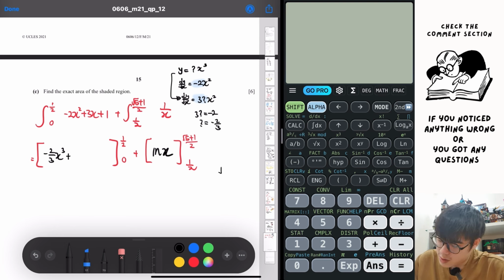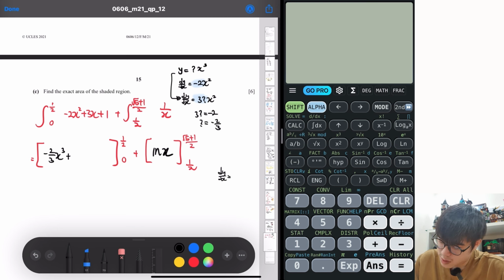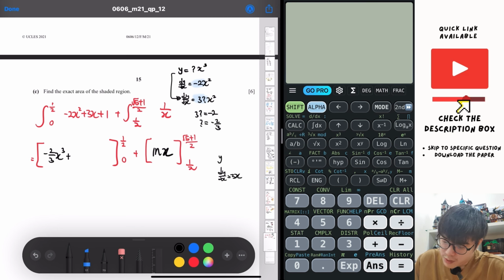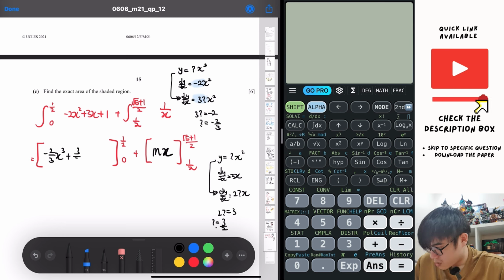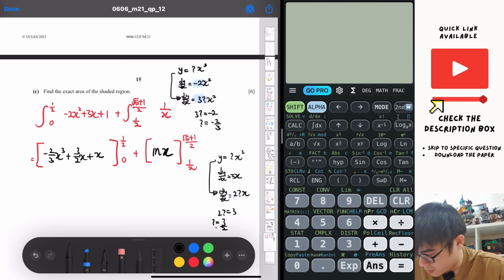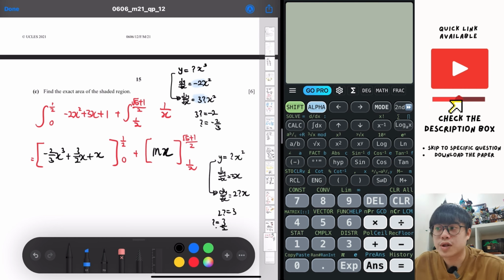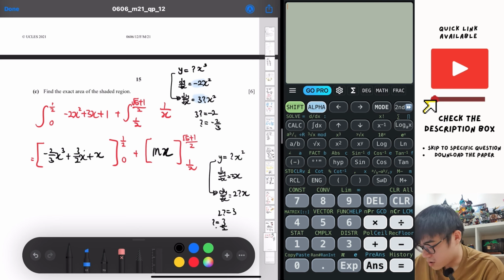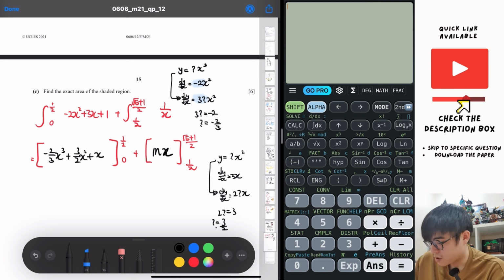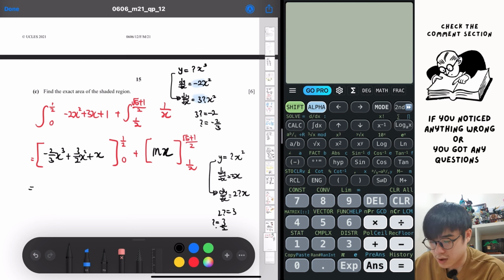Your dy dx is basically 3x. Your y, the power will increase by 1. There's an unknown at the front, 2 unknown x. Unknown will be 3 over 2. And then you have an x here. Okay, the 1 will be transformed into x. Okay, so that's how you get it done. Substitute the 1 over 2 and 0 into it accordingly.